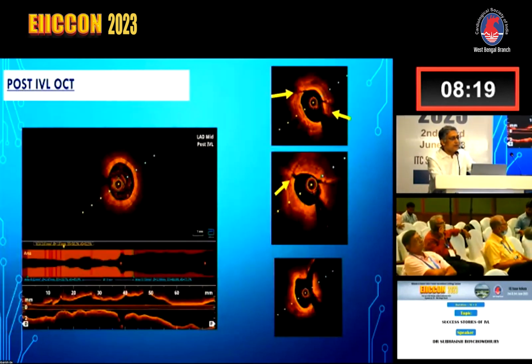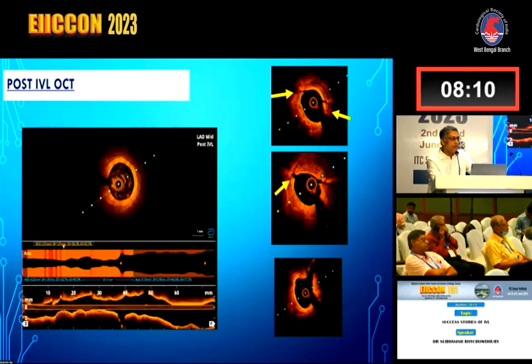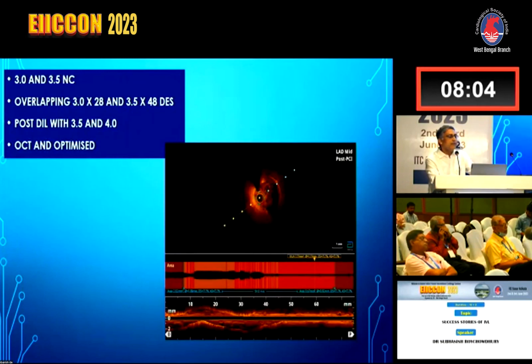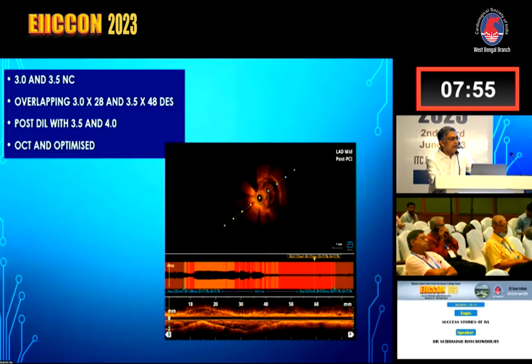So that's the post-IVL OCT, and we love to see those cracks there. Once we see those cracks, we should be very happy. These are the typical cracks with an IVL that we get, which indicates that now if we do our NC balloon, these tectonic plates of calcium are going to shift away, creating more areas. So we finish it off with the 3 and 3.5 NC post-dilation, overlapping 3 and 3.5 stents, and then a post-dilation with 3.5 and 4, and optimized with the post-dilation.